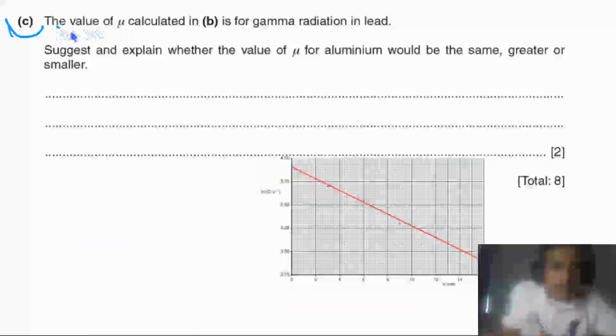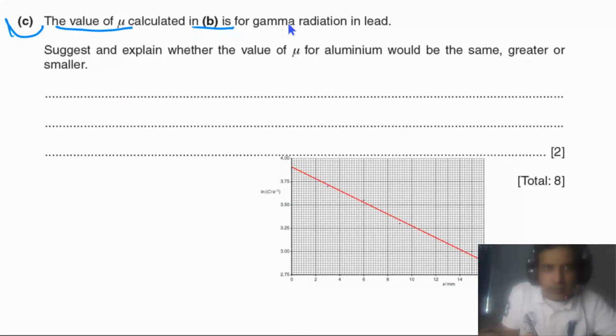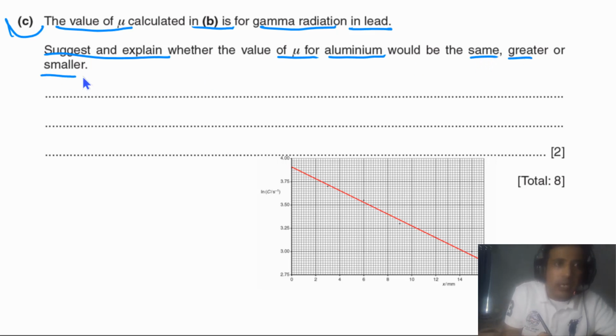Part C says the value of mu calculated in B is for gamma radiation in lead. Suggest and explain whether the value of mu for aluminium would be the same, greater or smaller.